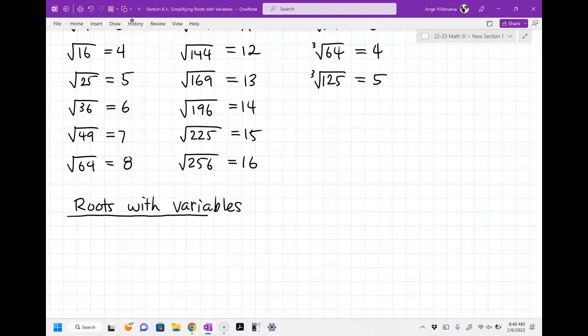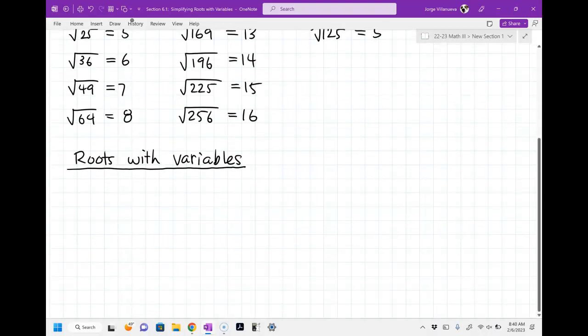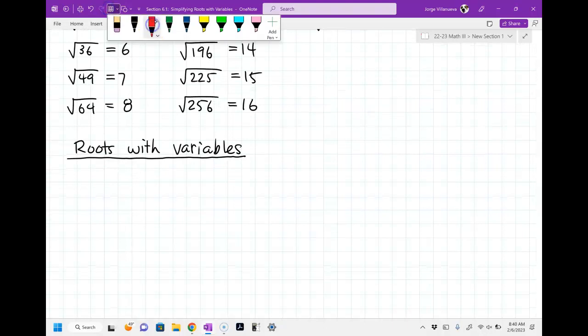When you're doing roots with variables, you have to make sure the power on the variable matches the index. Now, first off, let me explain what that is, right? I don't know if you guys all remember what that means.